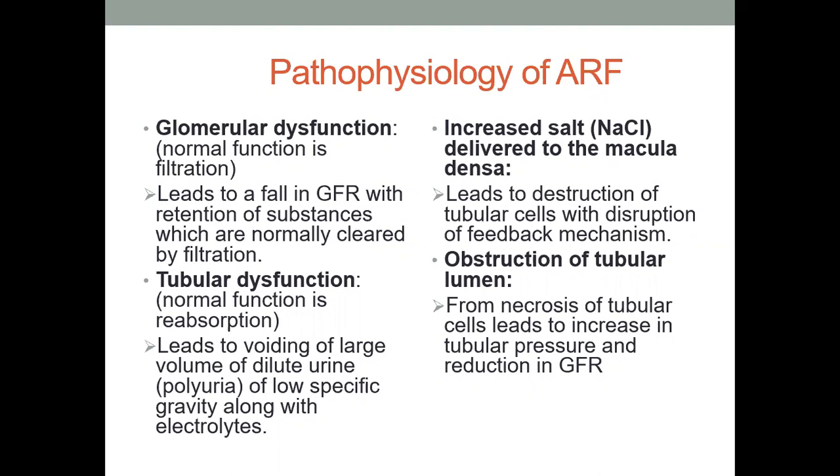So we could have tubular dysfunction. Don't forget that the normal function of the tubules is reabsorption. So this leads to voiding of large volume of dilute urine, which should normally be reabsorbed, and you have what we know as polyuria. And we have two phases of acute kidney injury. One of the phases is polyuria, and this tells us about tubular dysfunction.